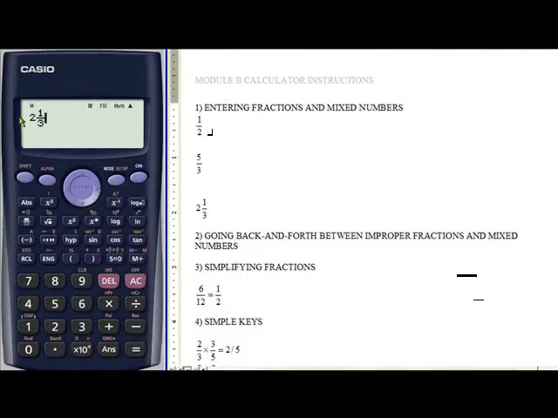Now, let's look at how we go back and forth between improper fractions and mixed numbers. When I go 2 1/3, here's a mixed number. When you push the equal sign, look what happens. I get the improper fraction. Now, to go back, do you see this button, ST? In some other calculators, it's a fraction button, FRAC, and you just push that. I'll push this one. You go back to the mixed number.